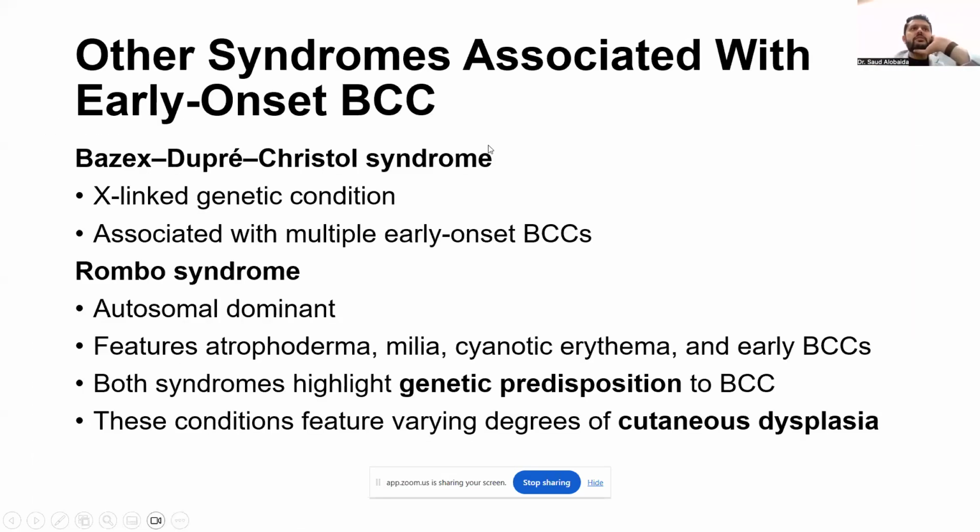Other syndromes: Bazex-Dupré-Christol, X-linked dominant genetic. You can look at the features, but they get early BCCs. Rombo syndrome, autosomal dominant, and they always like to ask you to differentiate between the two.